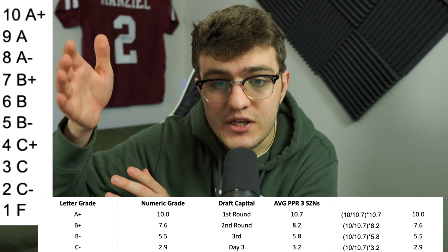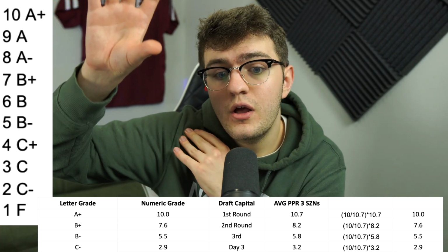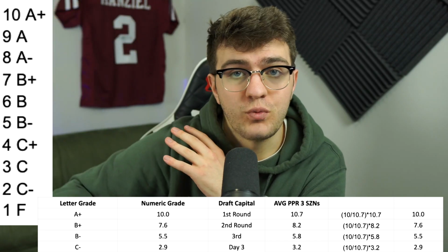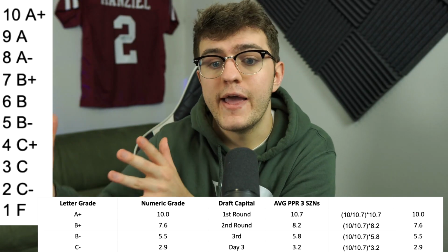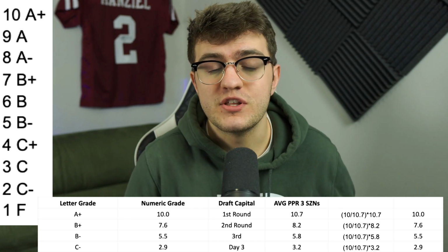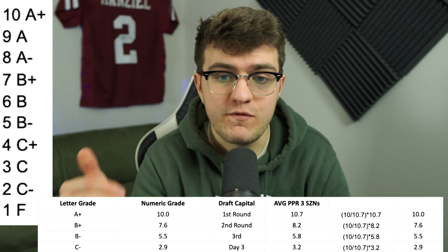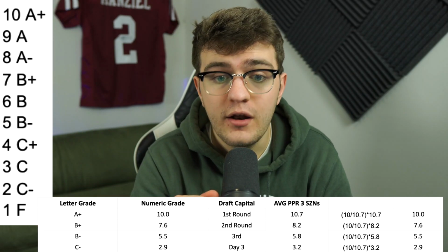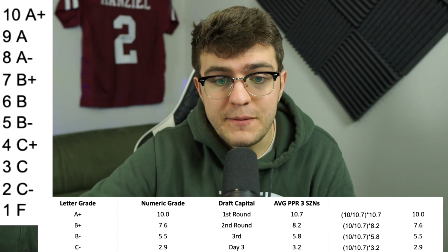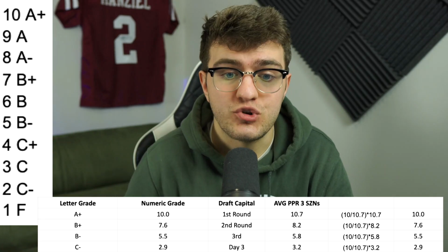Then you just replace the second 10.7 for the average points per game through 3 seasons for the rest of the rounds and the rest of the grades, and that spits you out a grade that is proportional to the drop-off in points per game to give us the most accurate grade possible for each stat. So here we have 10, 7.6, 5.5, 2.9, and what that equates to is A+, B+, B-, C- for first round, second round, third round, and day 3 draft capital.